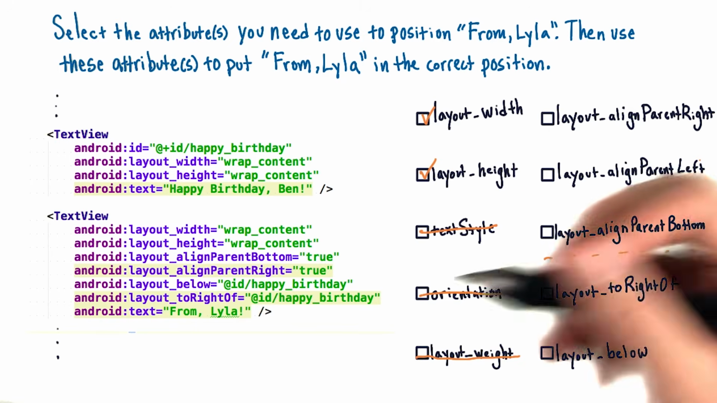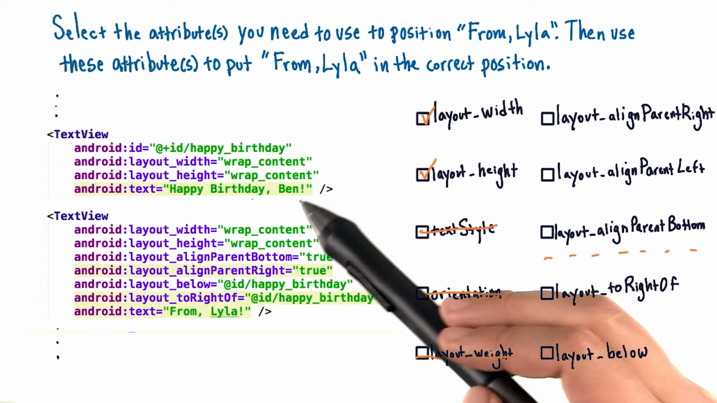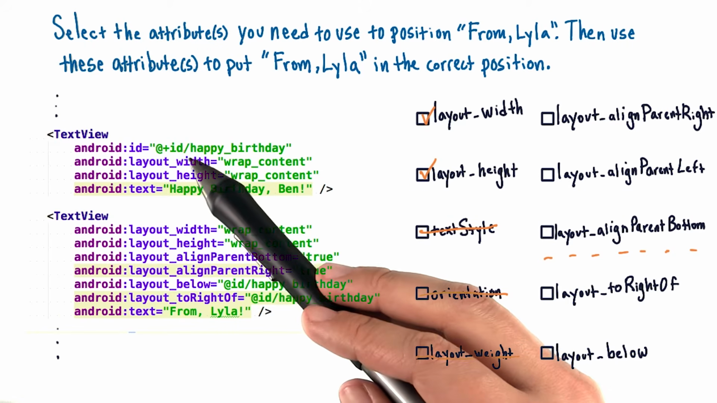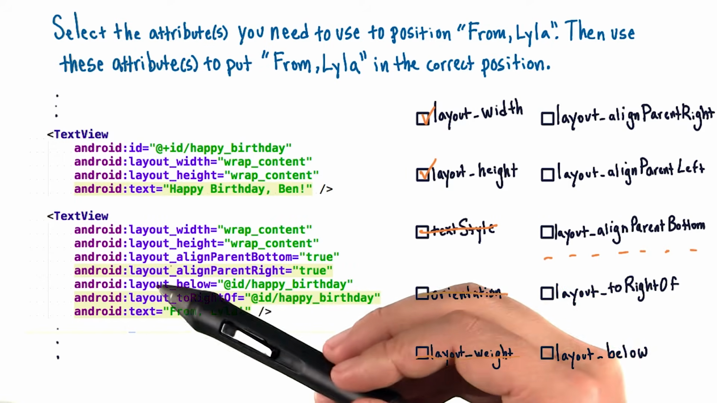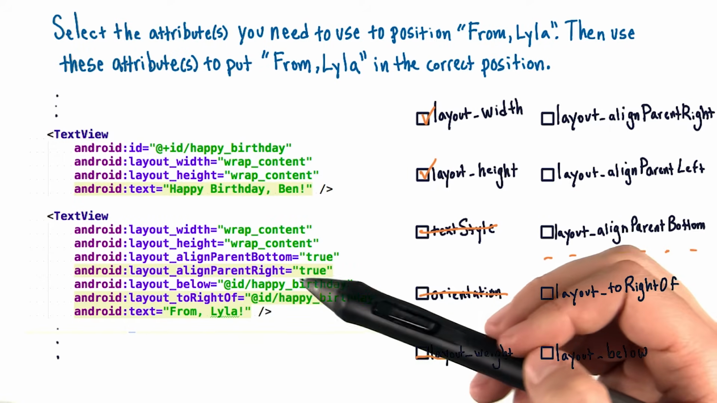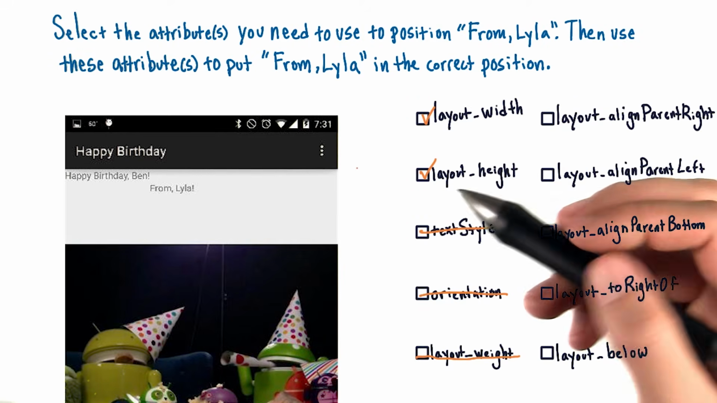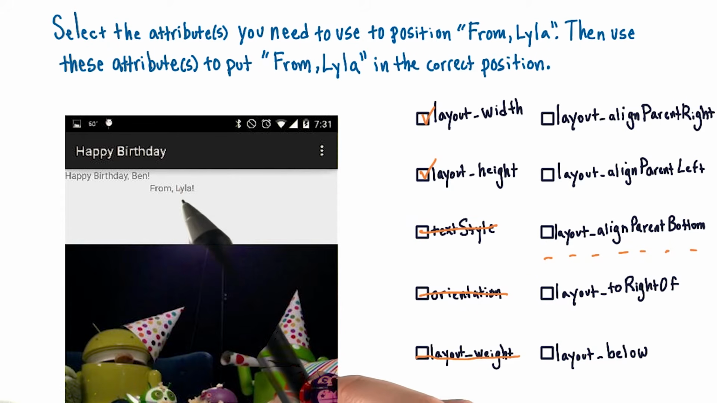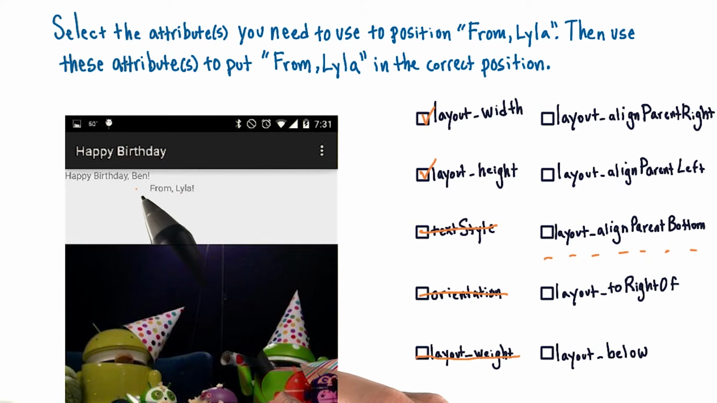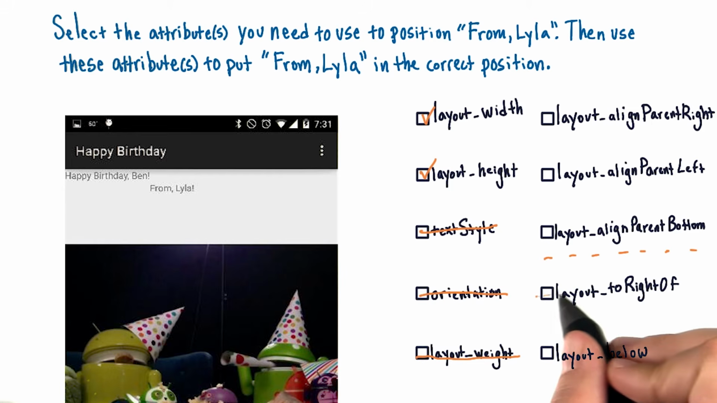Okay, so if we did that and we just looked at the two text views, this is the code that we would use. With the Happy Birthday Ben text view, I've created an ID here, and then I refer to that ID for the From Lila text view with the layout below and layout right of attributes. Here's a picture of what that actually looks like in the app, and unfortunately that didn't really do what we wanted. The From Lila view is in fact to the right of the Happy Birthday Ben text view, and it is also below, but it's not in the lower right-hand corner. So these two aren't correct.